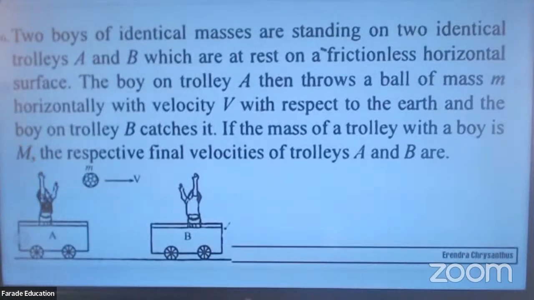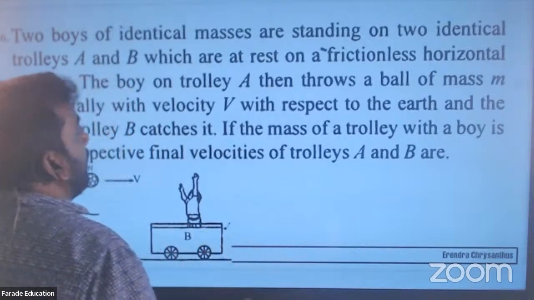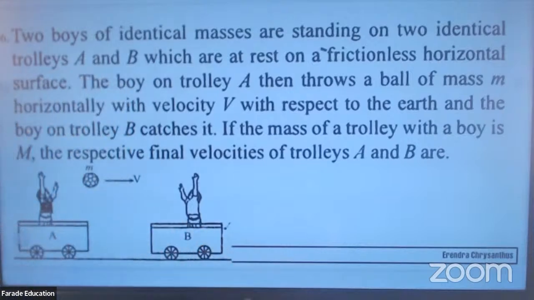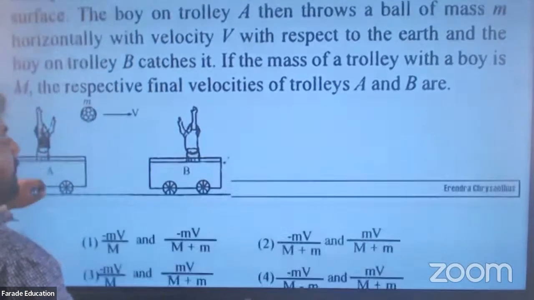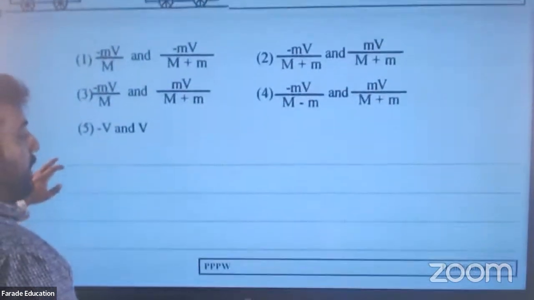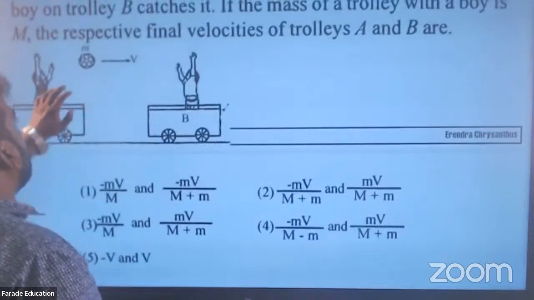Two boys of identical masses are standing on two identical trolleys A and B, which are at rest on a frictionless horizontal surface. The boy on trolley A then throws the ball m horizontally with a velocity v with respect to the earth, and the boy on trolley B catches it. If the mass of the trolley with the boy is capital M respectively, final velocities of A and B are. Right. You look at the picture here.